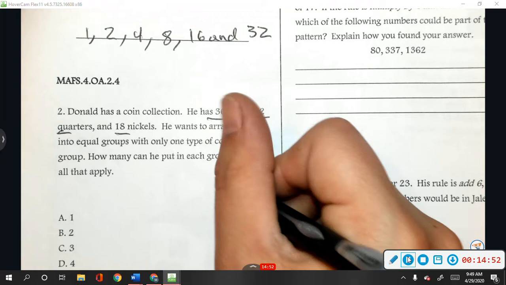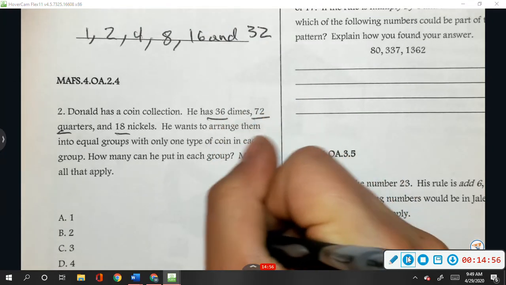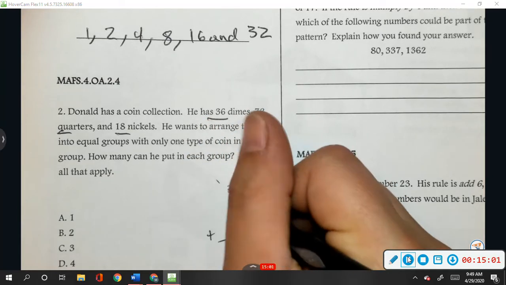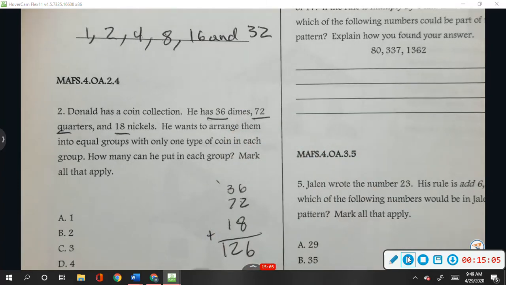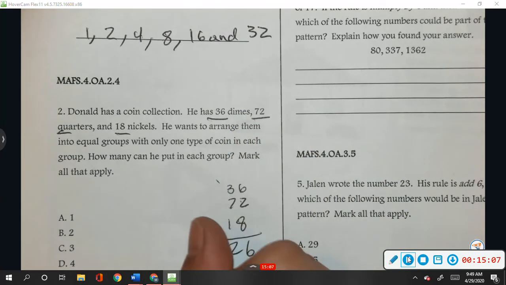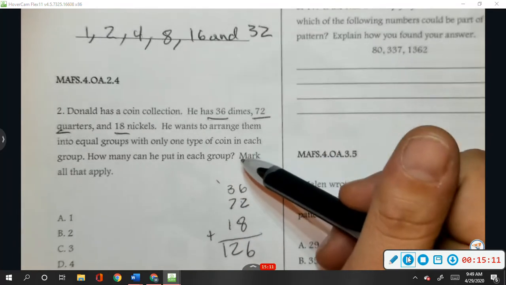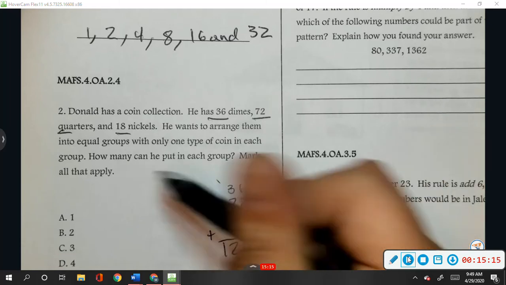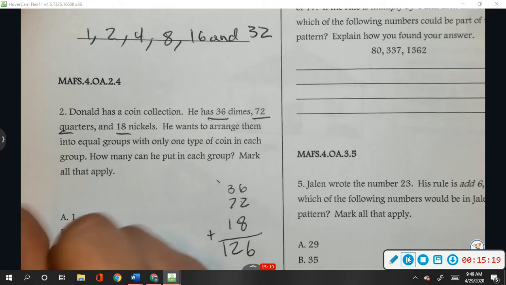If we add 36 plus 72 plus 18. We have 8, 9, 10. That'd be 16. Then 7, 8, 9, 10, 11, 12. We have 126. And if we wanted to put them into equal groups with only one type of coin in each group, we would have 4 groups.